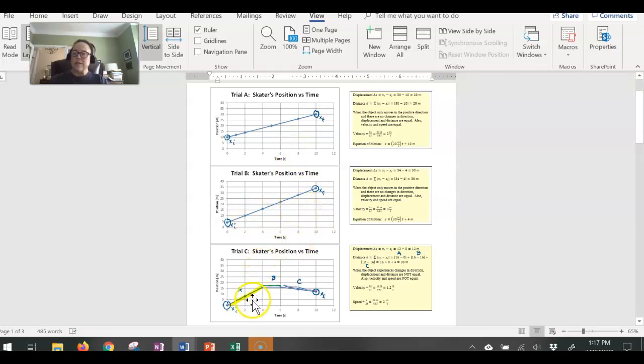But in trial C, the slope changes. There are actually 3 distinct parts to her trip in trial C. So she was not moving at the same velocity the entire time. First, she was moving at a fairly fast velocity in the positive direction. Then she paused for a couple of seconds, so she wasn't moving at all. Her speed was 0. And then she moved at a slower speed in the negative direction. So her speed did change in trial C, was not always constant.